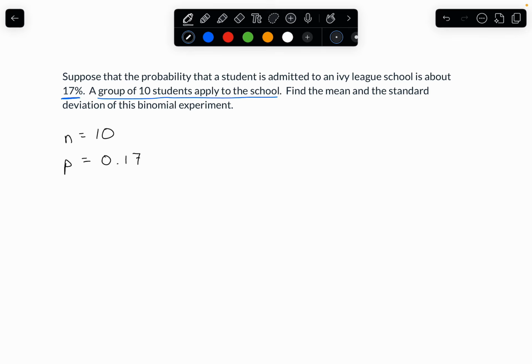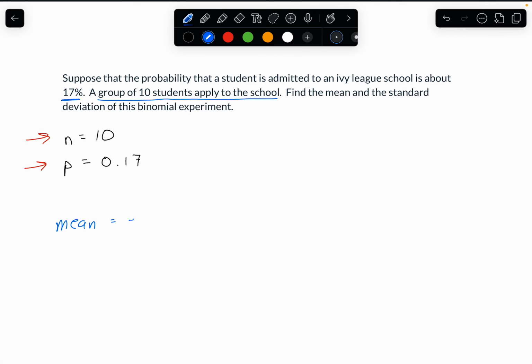Now notice I didn't ask anything about how many students get admitted to this school. I don't necessarily need to know the number of successes here. The only thing that I need for mean and standard deviation are the number of trials and the probability of success p. So first up, let's talk about the mean. Another way to talk about the mean that we saw in the probability section is you can think about it as the expected value.